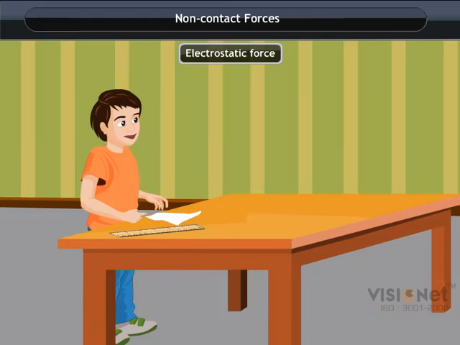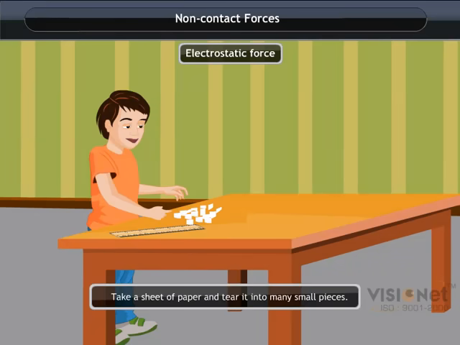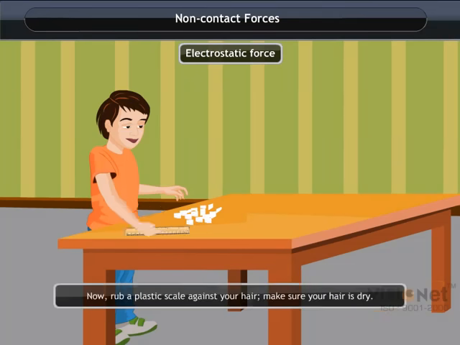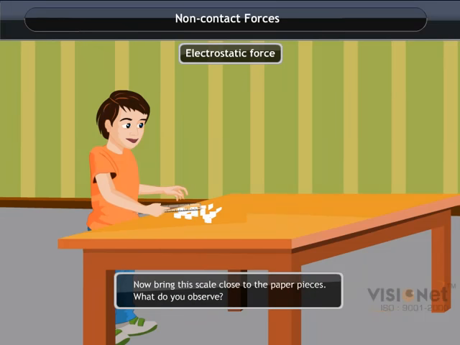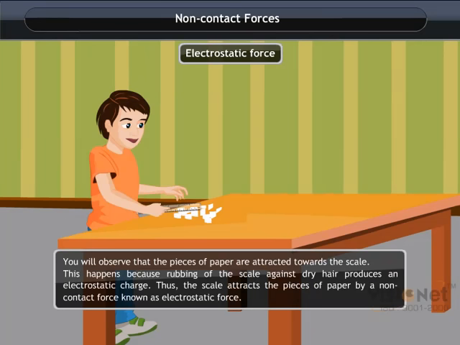Electrostatic force. Take a sheet of paper and tear it into many small pieces. Now rub a plastic scale against your hair. Make sure your hair is dry. Now bring this scale close to the paper pieces. What do we observe? We'll observe that the pieces of paper are attracted towards the scale. This happens because rubbing of the scale against dry hair produces an electrostatic charge. Thus, the scale attracts the pieces of paper by a non-contact force known as electrostatic force.